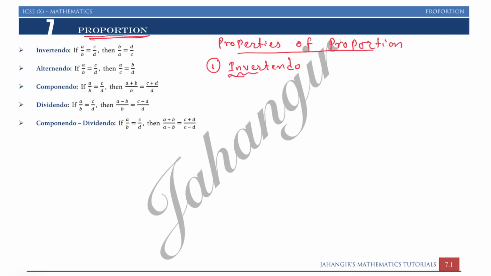Invertendo. The word invert say it's reciprocal. If we have A by B is equal to C by D, so then by invertendo I can write B by A is equal to D by C. We are just inverting the ratio on both sides. Inverse means reciprocal of the ratio.